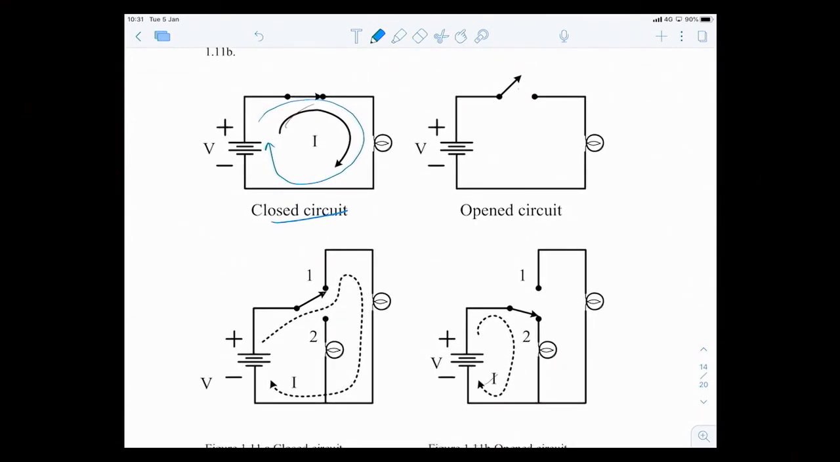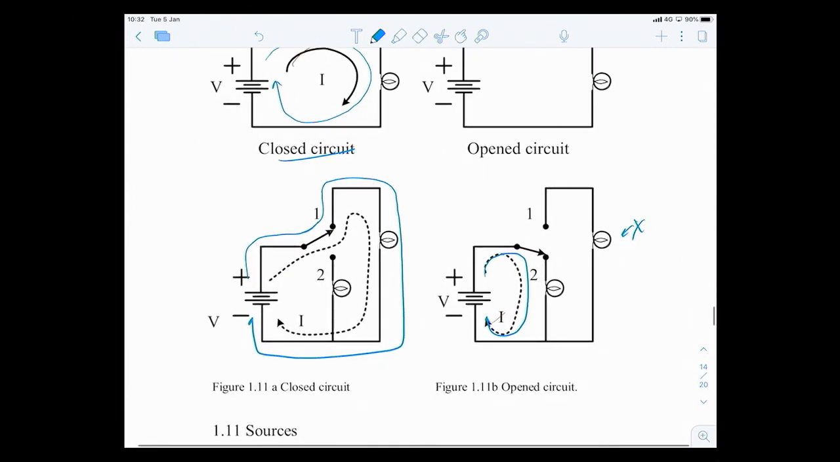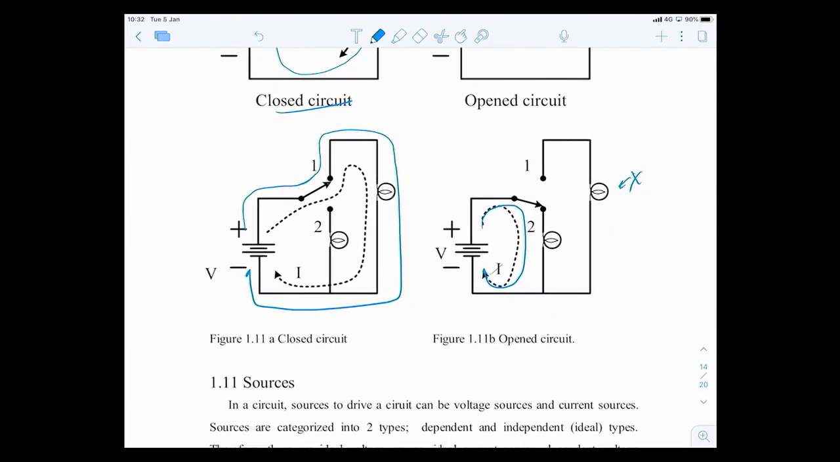But the current would flow when there's a complete path. So for example, if I'm a current coming out from the source, it would flow through the wire that allows it to flow. So it would go like this. If the switch moves to position 2, the current would flow just simply here, and no current goes through this one. So you need a complete path. Now let's look one by one.